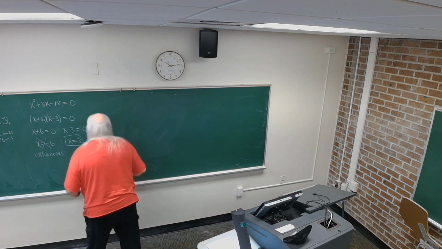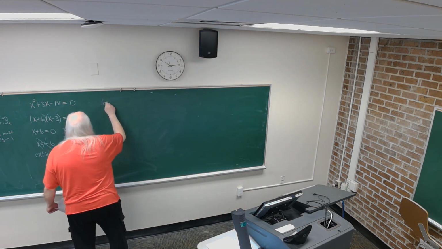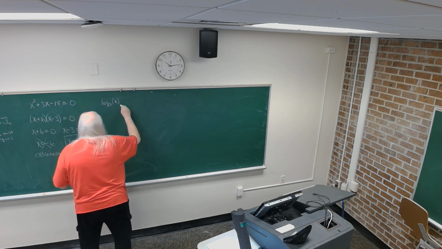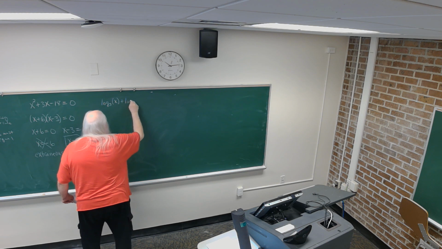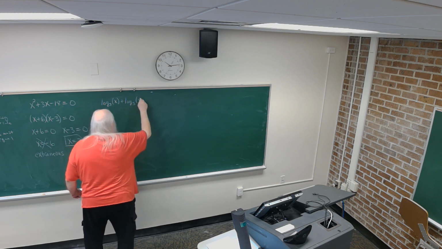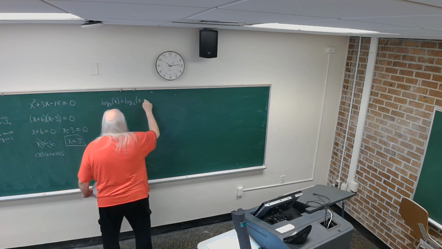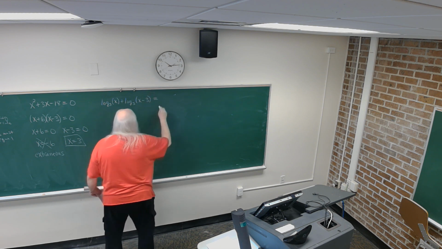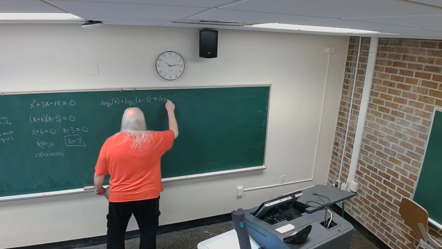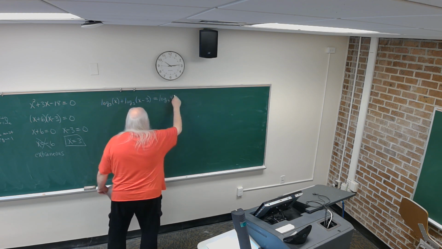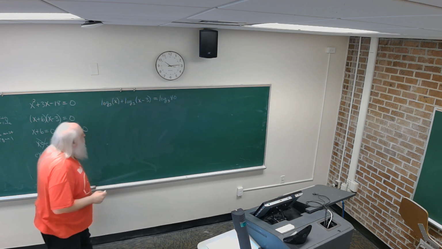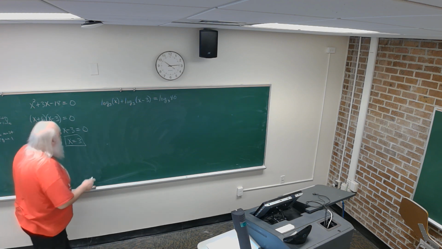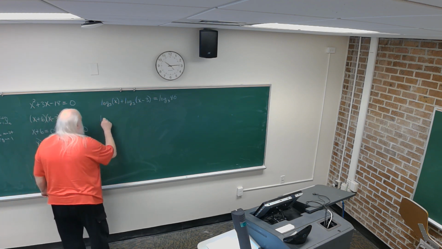We have log base 3 of x plus log base 3 of x minus 3 is equal to log base 3 of 40. So again, we condense the left-hand side using the product rule.